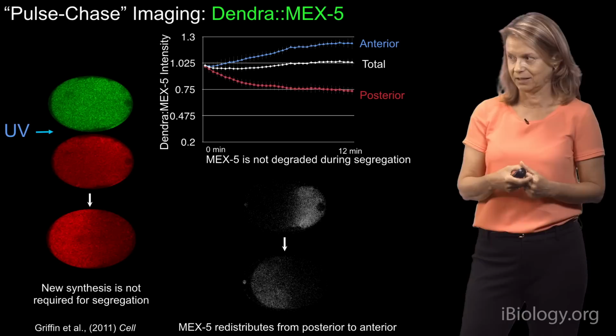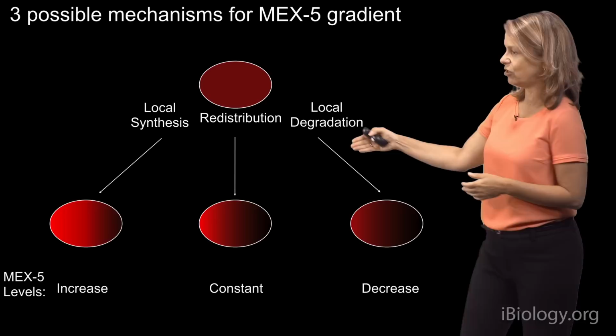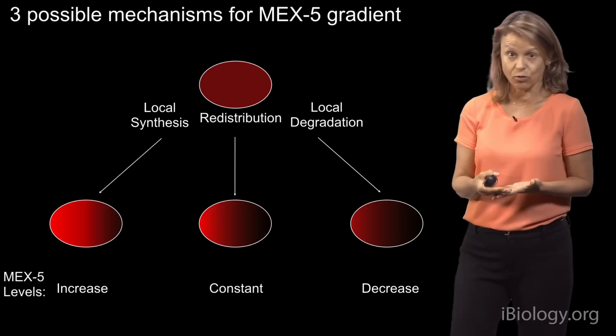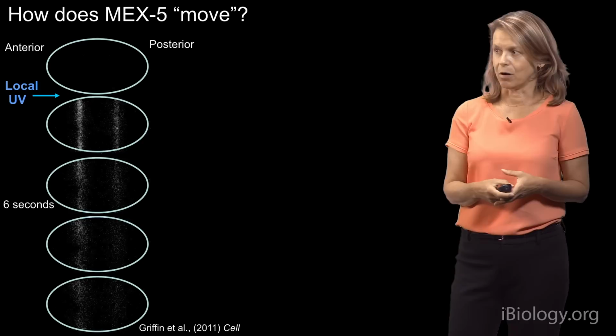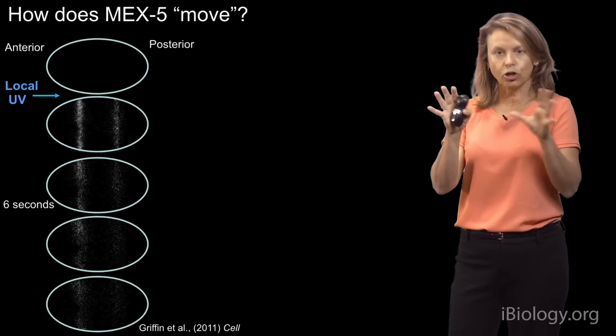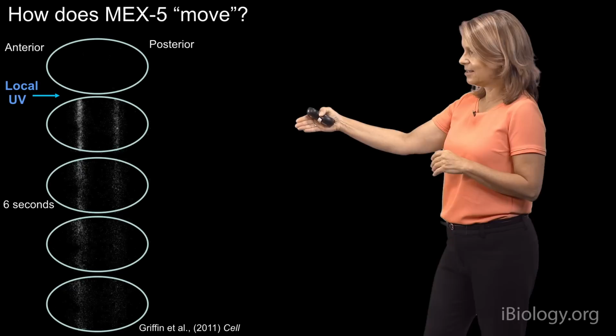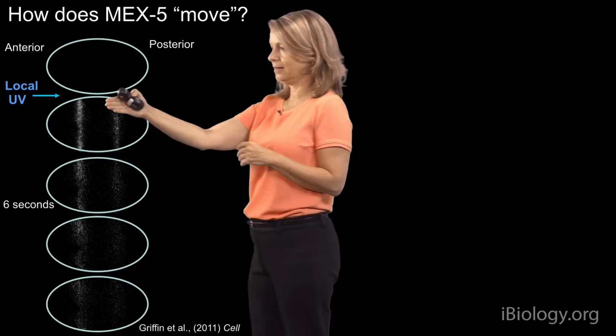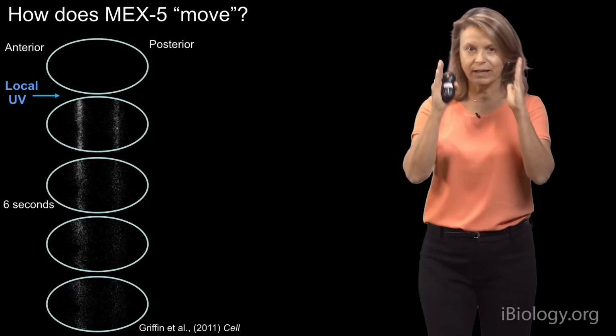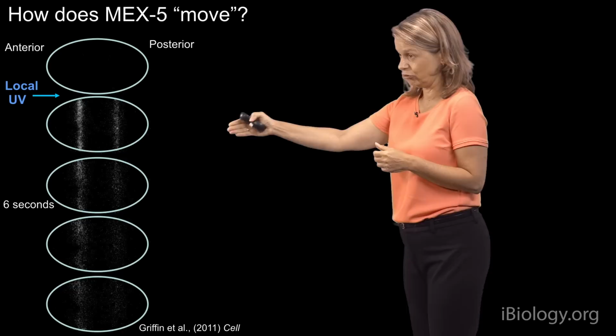So how could this happen? So this really suggested that this middle option is the right one. How is this happening? So then Eric decided to do another experiment where instead of illuminating large parts of the embryo with the UV, he decided to illuminate the embryo in just two areas, one stripe over here and another stripe over here. Okay, so these two areas were illuminated at the same time, and then you can see what happens to the protein in these two stripes over time. So over just 6 seconds, that's what I'm showing you here.